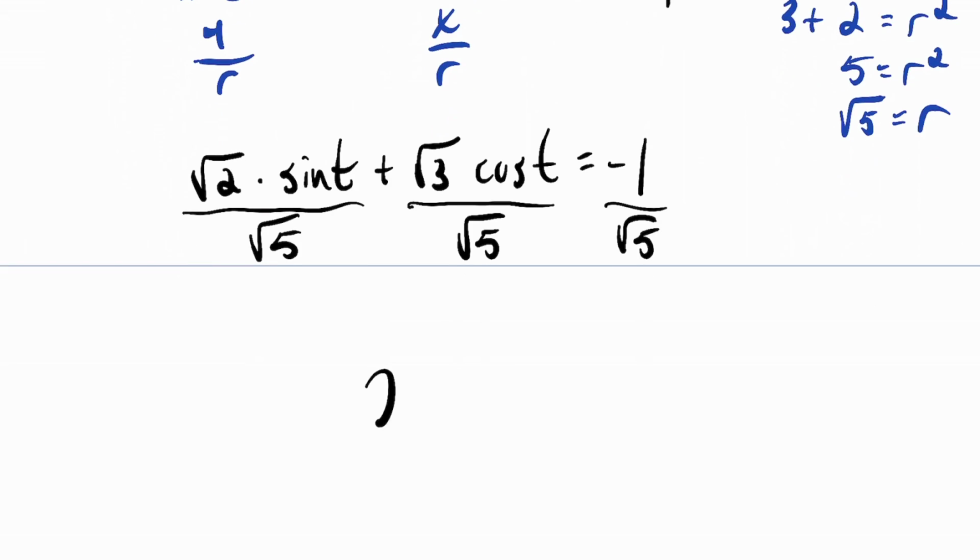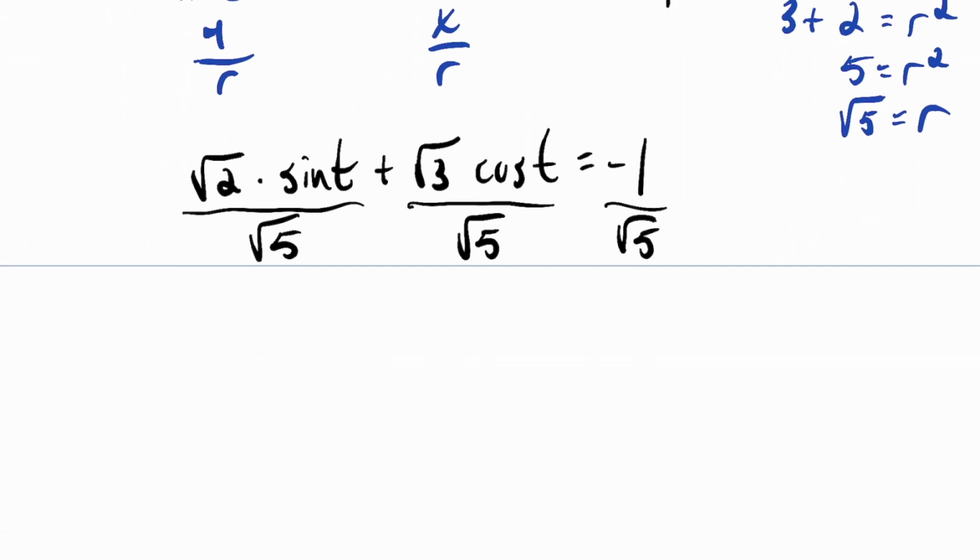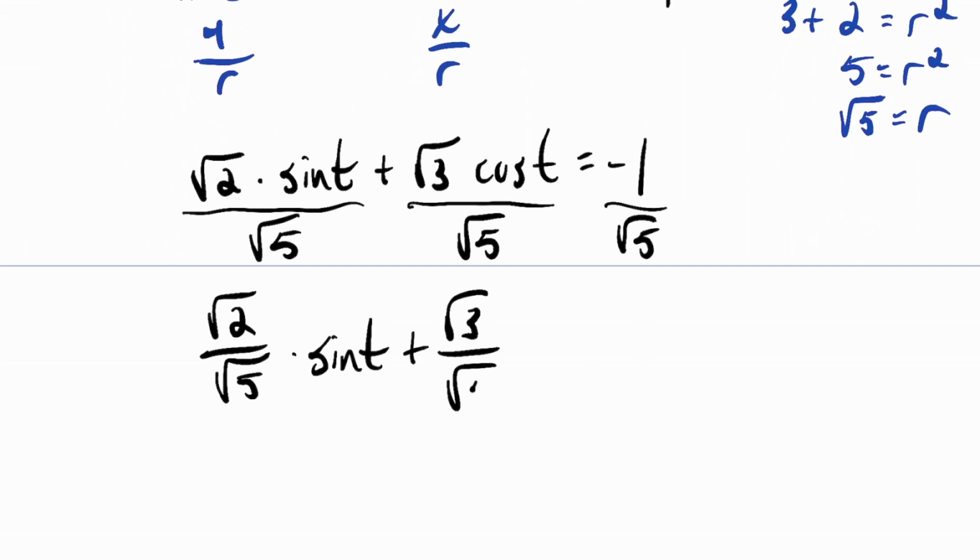So I need to rewrite this a little bit. Whenever you have a fraction, like say 2 times 3 over 5, this is the same as 2/5 times 3. That 3 can be in the numerator or off to the side as a multiplier, either one, right? So I'm going to do that with each of these terms. I'm going to write this as root 2 over root 5 times sine of t plus root 3 over root 5 times cosine of t. And this all equals -1 over root 5.